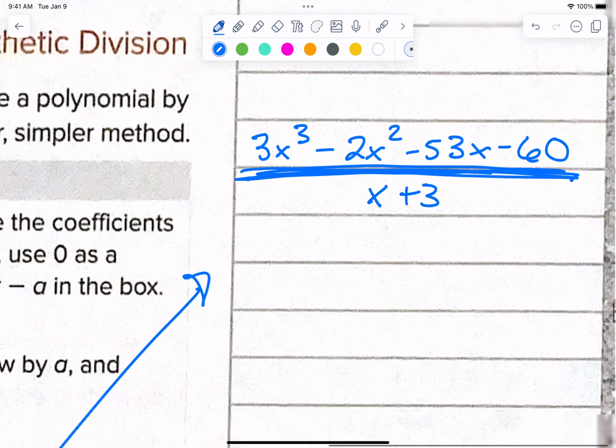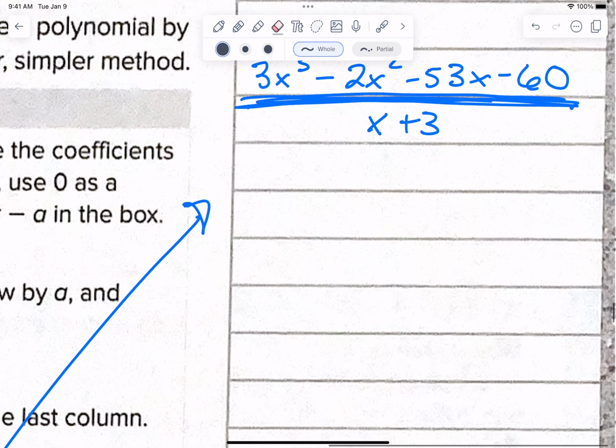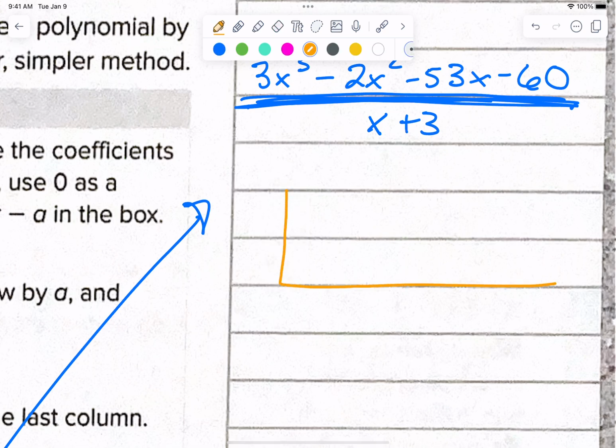Okay? So here is how you set up your synthetic division. Are you ready? Your box goes this direction instead of the other direction. So I have a big box, and it goes like this. Instead of your long division going like that, my synthetic division has a box that looks like this.